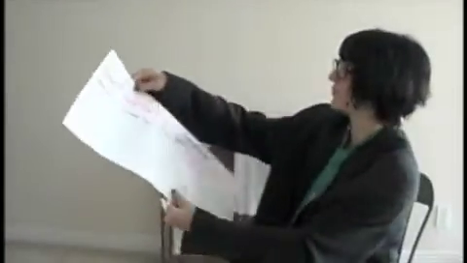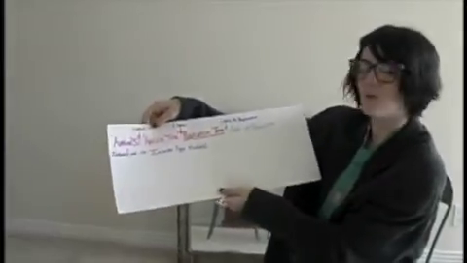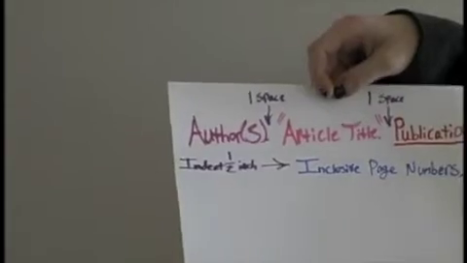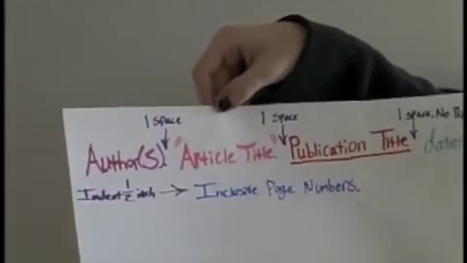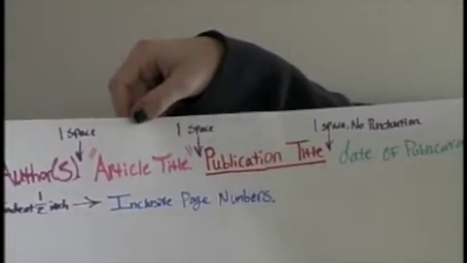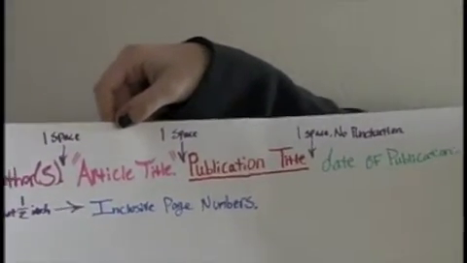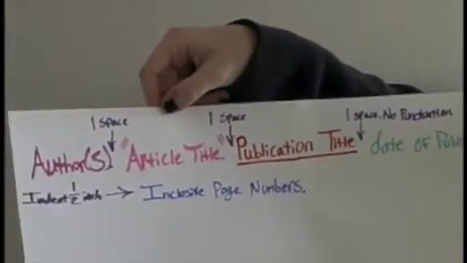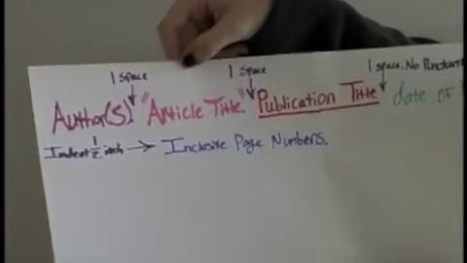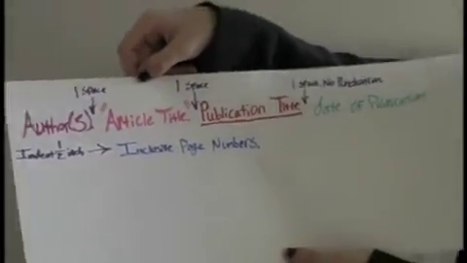Well, hi there. I'm going to show you how to cite a magazine article. As you can see here, first you put the author or authors and then one space, then the article title in quotations, then one space, then the publication title underlined, then one space, no punctuation, then the date of publication with a colon. The next line should be indented ½ inch, and then the inclusive page numbers with a period.